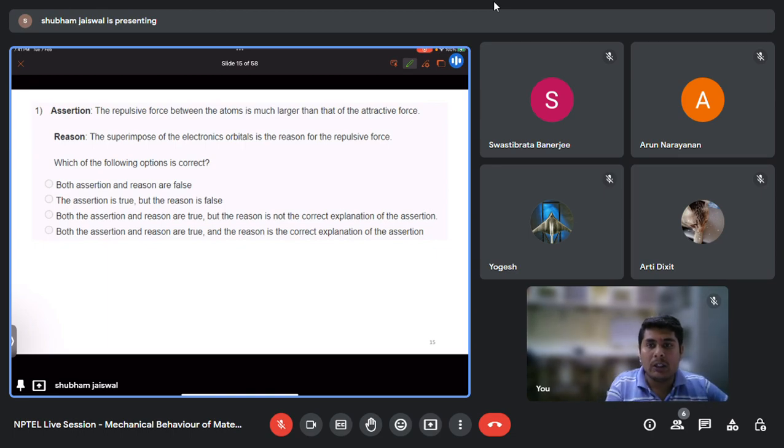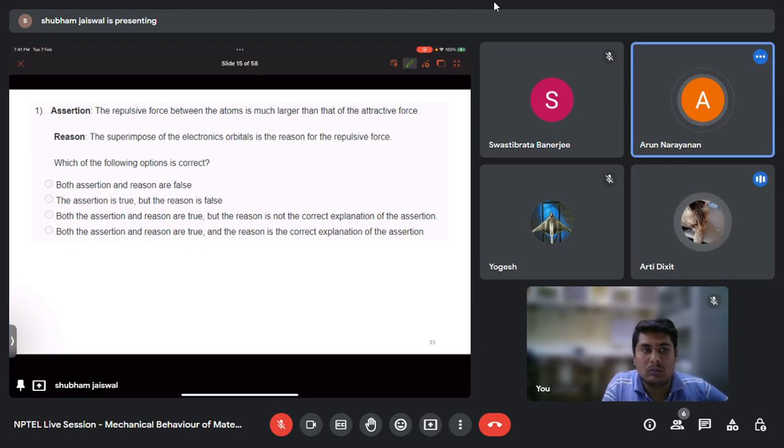The question is like this: the repulsive force between the atoms is much larger than the attractive force. The superimposition of the electronic orbitals is the reason for the repulsive force. So which of the following options are correct? Both the assertion and reason are false. The assertion is true, but the reason is false. Both the assertion and reason are true, but the reason is not a correct explanation of the assertion. Or both the assertion and reason are true, and the reason is the correct explanation of the assertion.